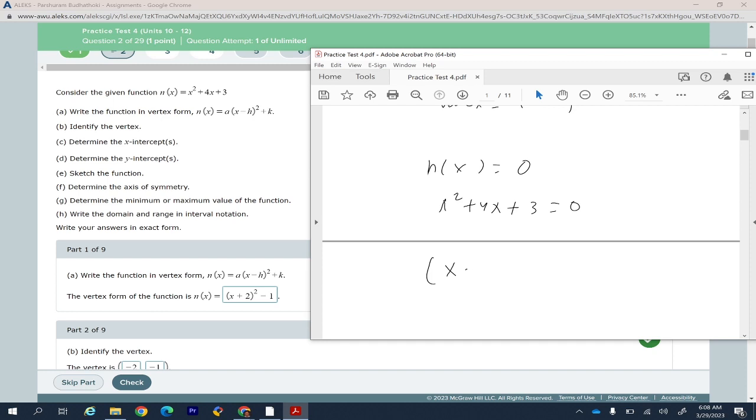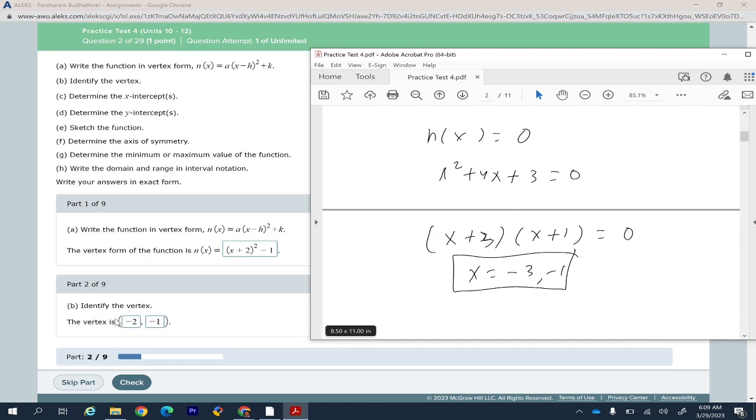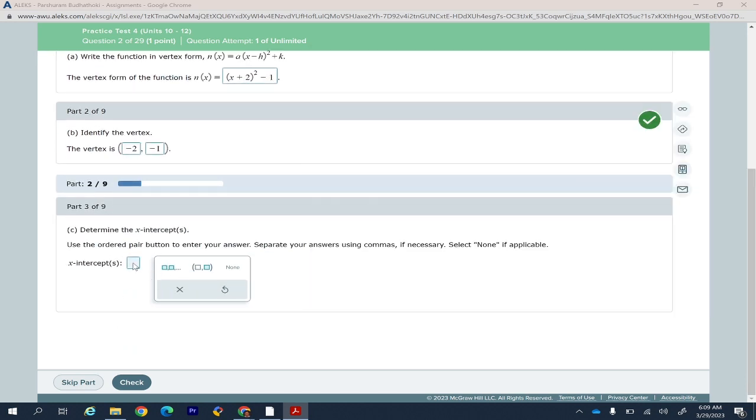So 2 plus 1 is 3, so that means x plus 2, x plus 1? Is that the case? No. 3 plus 1 is 4, and 3 times 1 is 3. So these are the two factors. If you solve it, they will give you x equal -3 and -1. So these are the two x-intercepts. The x-intercepts are, use the ordered pair, so you have to write -3, 0. That's how we write the x-intercept, because the y value for the x-intercept would be 0.